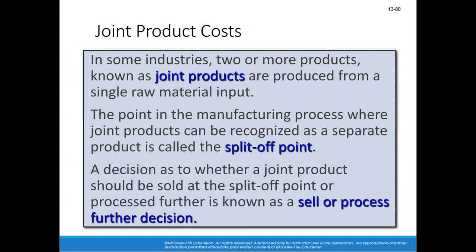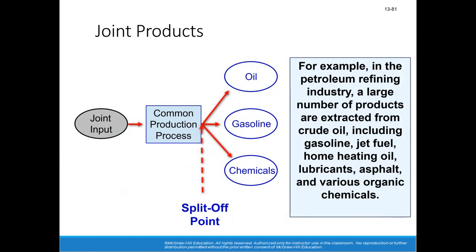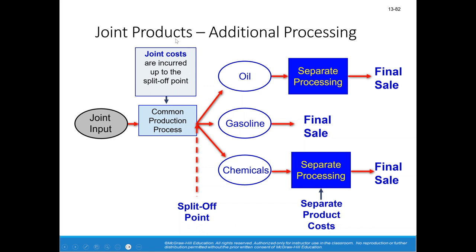So again, you have joint products. So we are going to process this up to a split off point. And we can either sell at that point or continue to process. Petroleum is a product like that. So you have factories that will just produce it up to the split off point, and you'll have factories that then produce oil with petroleum, gasoline, and chemicals. And so you have a separate processing.